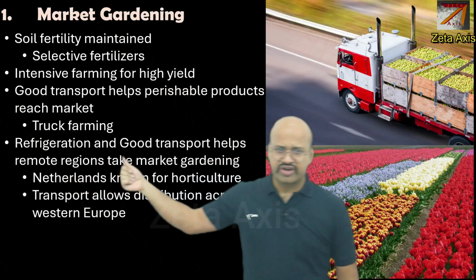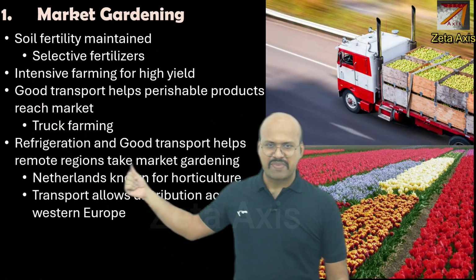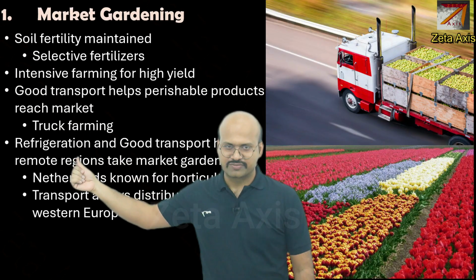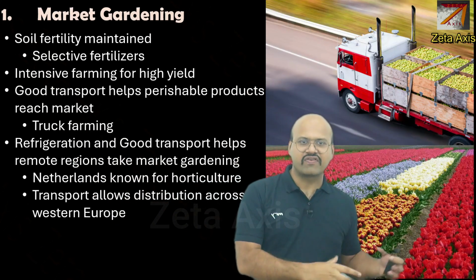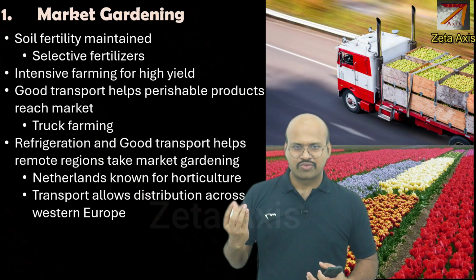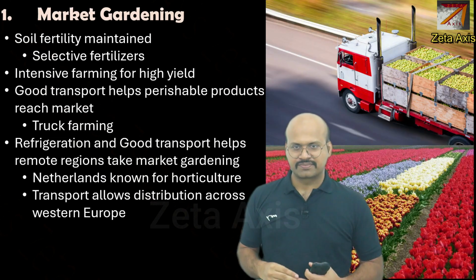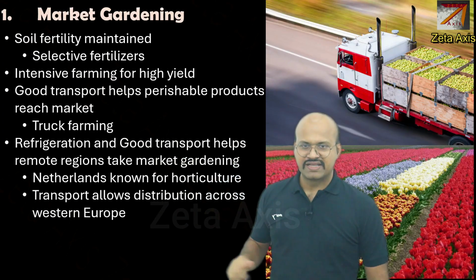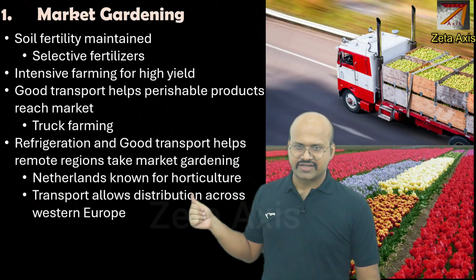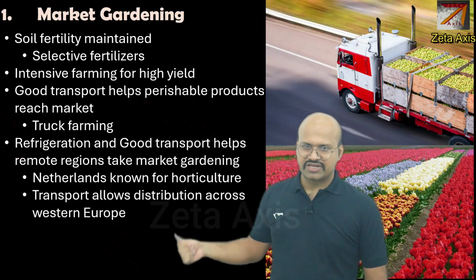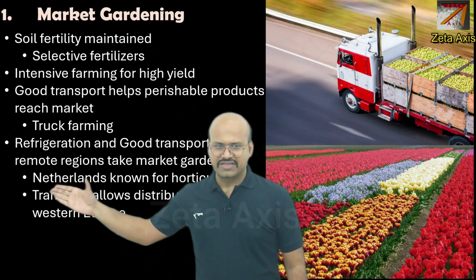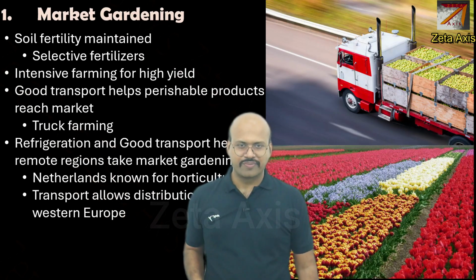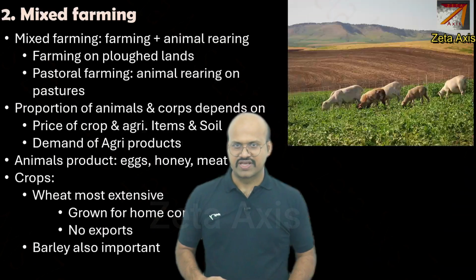Refrigeration and good transport help remote regions take up market gardening. So if your transportation is good and you have good refrigeration in those transports, then even if you are located far away from the city, you could transport the products in time and fresh. That is why the trucks with modern systems are important. The Netherlands is known for horticulture. Transport allows distribution across Western Europe. So things like flowers, which are produced in the Netherlands, could be transported across Europe because of the advanced truck system over there.